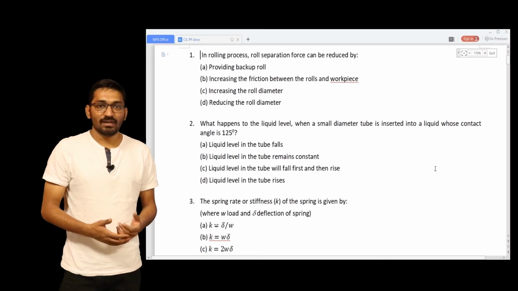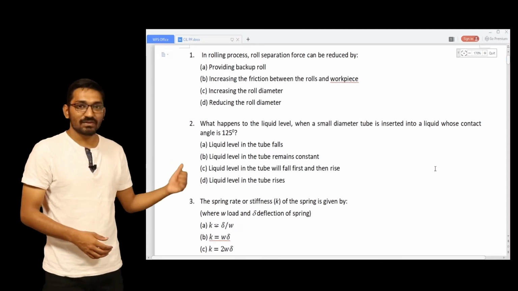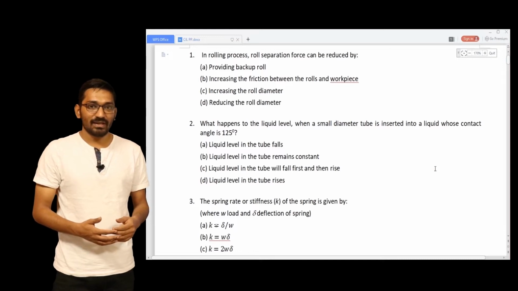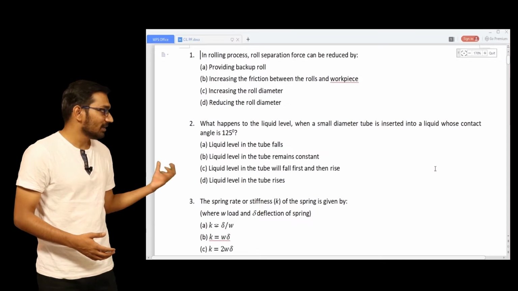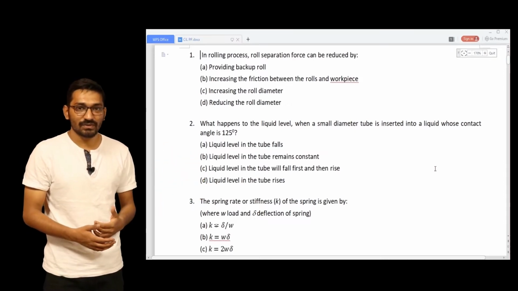Hello friends, in this session we will discuss your previous year Coal India Limited paper. Right, we will solve this paper in this video and we'll see the theory related to all these questions.